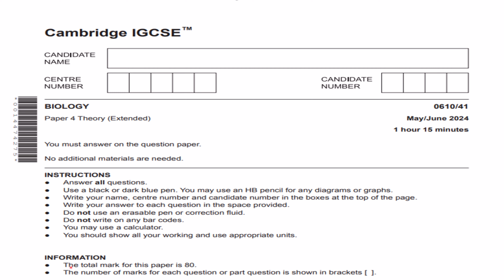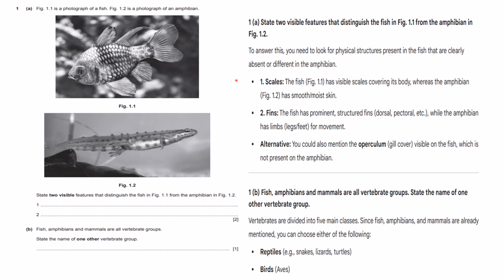Here is the information. The total marks for this paper is 80. The number of marks for each question or part question is shown in the brackets. So these are some instructions and information for the Biology Paper 4, which is theory for the extended students, and the code is 0610/41. Let's get started from question number 1. Now we will discuss each question along with their answers one by one.